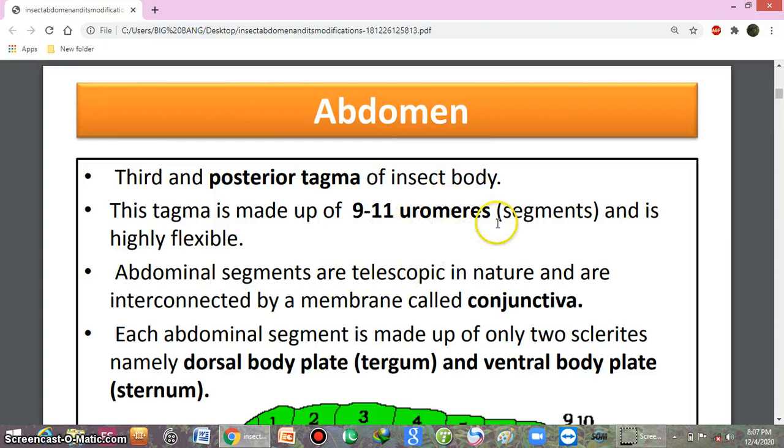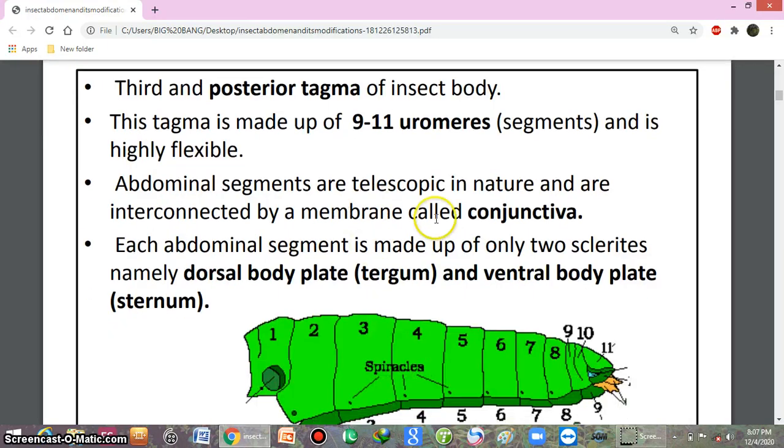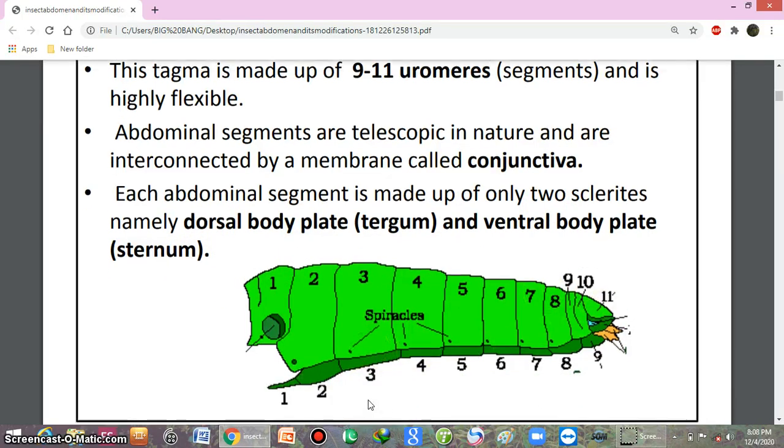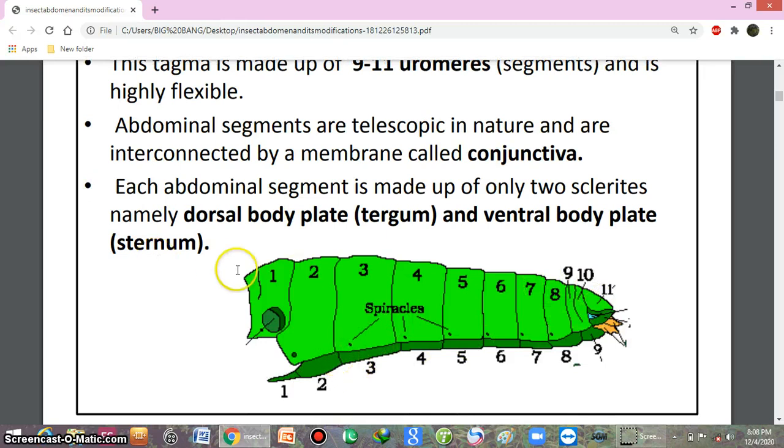Abdominal segments are telescopic in nature and they are interconnected with each other through conjunctiva. This is a membrane which connects the segments of the abdomen with each other. Each abdominal segment is made up of only two sclerites, namely the dorsal body plate, which is the tergum, and the ventral body plate, which is the sternum. Dorsal sclerite is known as the tergum, and the ventral sclerite is known as the sternum.